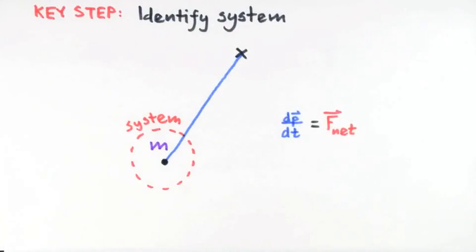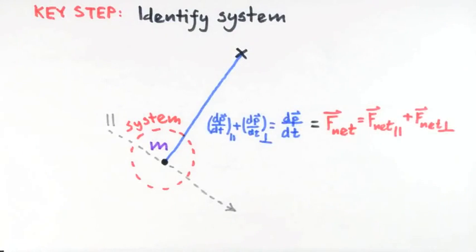Our observations tell us a lot about F net. The climber is on the downswing, so we observe the climber is speeding up. Therefore, delta P over delta T parallel is non-zero and points in the direction of the climber's motion. And by Newton's second law, a non-zero F net parallel must be the cause, must point in the same direction.